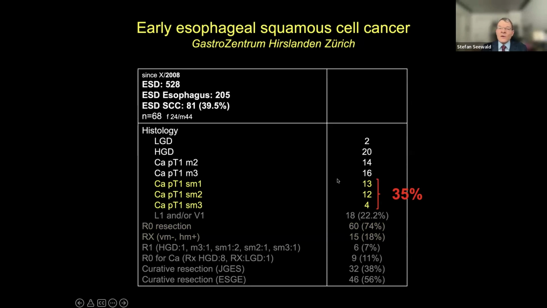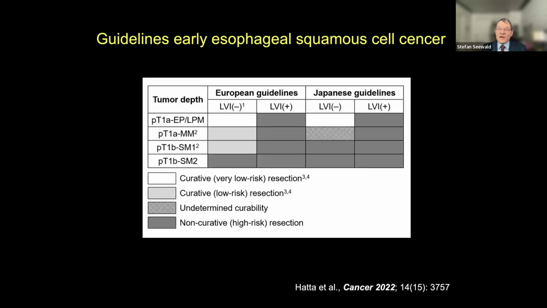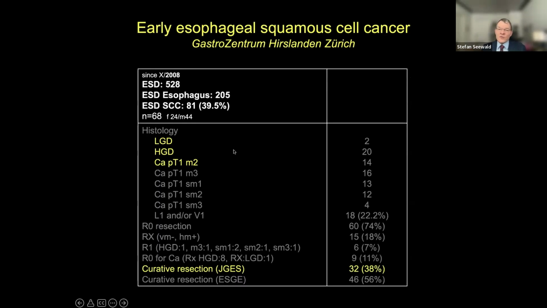And when we look now, 35% of the patients had submucosal cancer already, and 22% had lymphovascular invasion. So that means that we have a lot of patients with an R0 resection, but which are beyond the guidelines. And when we look now at the European and Japanese guidelines in squamous cell cancer, only M2 invasion is accepted. In Europe, also M1. But if we look now at the curative resection rate of our cases, we have to say, according to the Japanese guidelines, our curative resection rate is only 38%. And with regard to the European guidelines, only 56%.